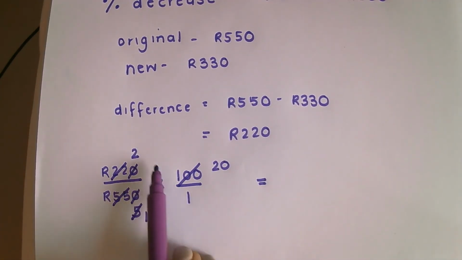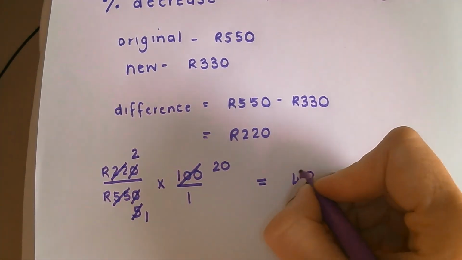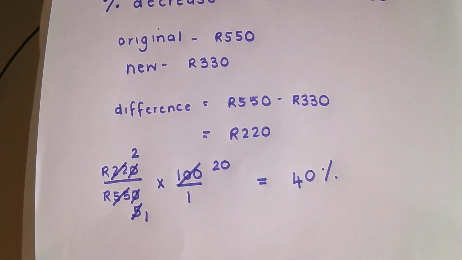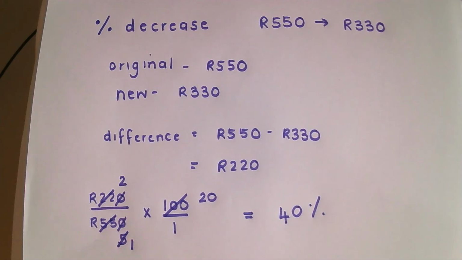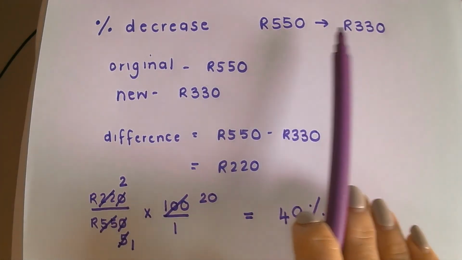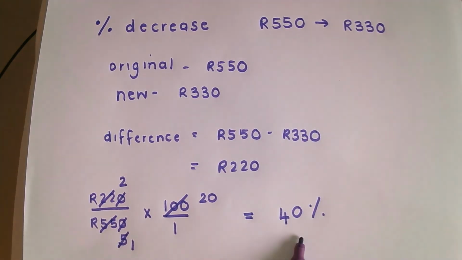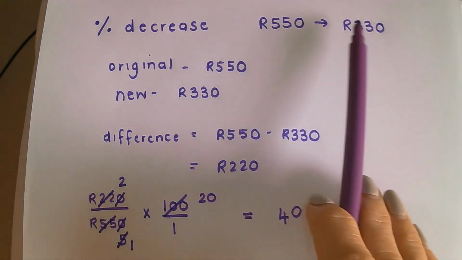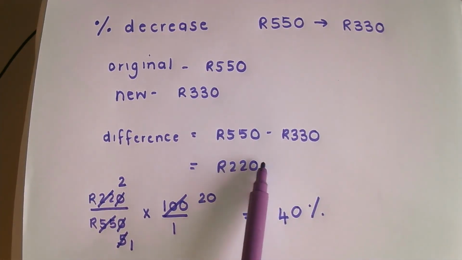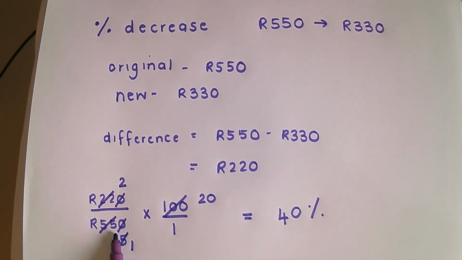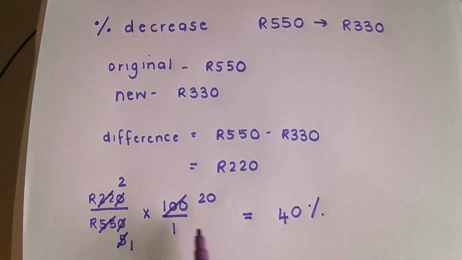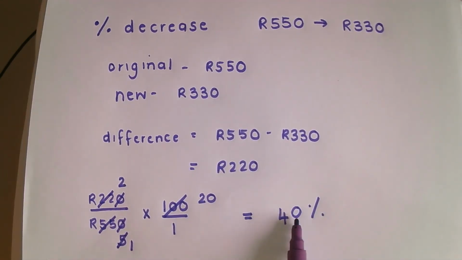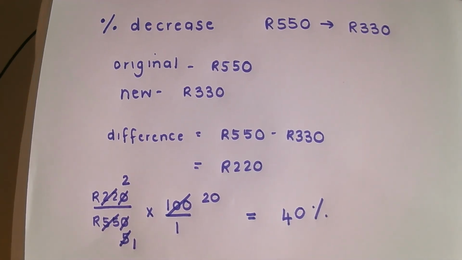We're going to times top with top, bottom with bottom. 2 times 20 is 40. 1 times 1 is 1. I'm not even going to write it. And remember, we're working for a percentage. That is your percentage. So the percentage decrease from 550 Rand to 330 Rand is going to be a 40% decrease. How did I get that? Remember, we found the difference between the two prices. We put that difference over the original amount. Then we timesed by 100 over 1 to find the percentage, simplified where we could, and we got 40% as an answer.